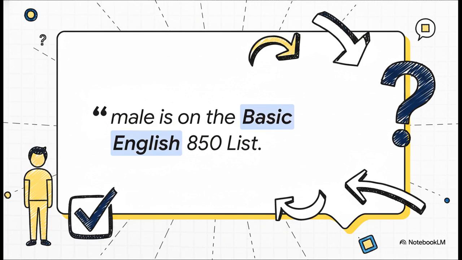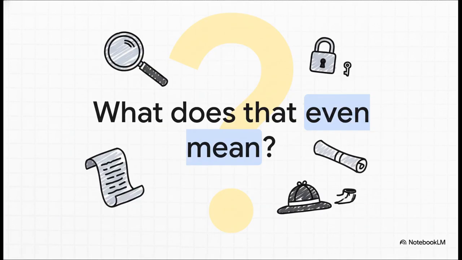Okay, so when I first saw that, I gotta be honest, I had the exact same reaction you're probably having at this very moment. Which was, what in the world does that even mean? A basic English 850 list? It sounds like some kind of secret code, doesn't it? Well, guess what? That's the mystery we're going to solve today.